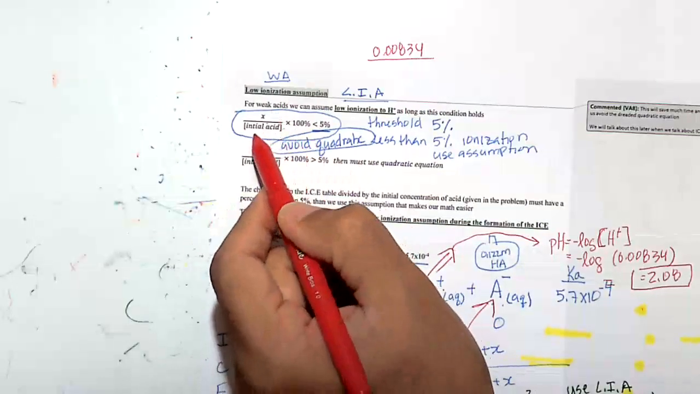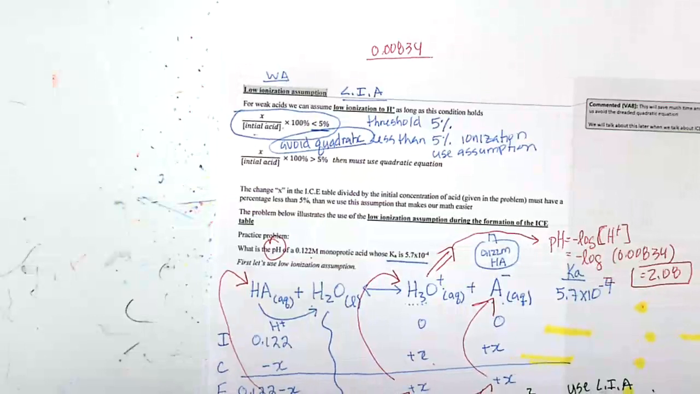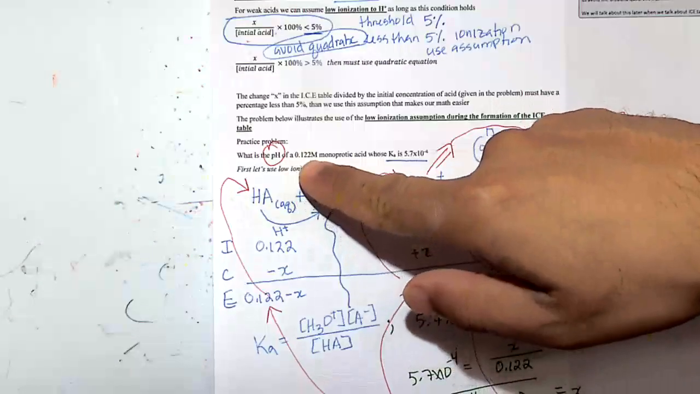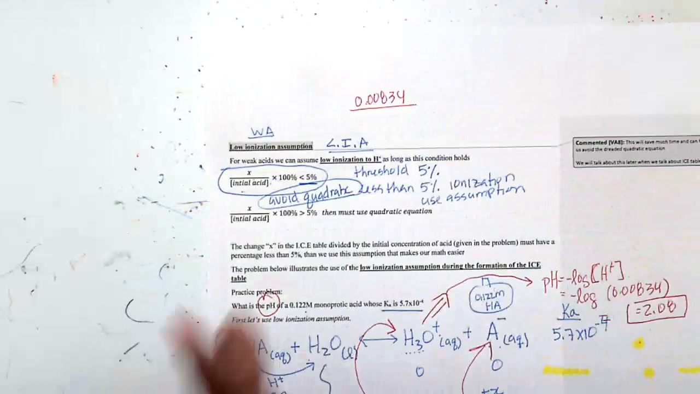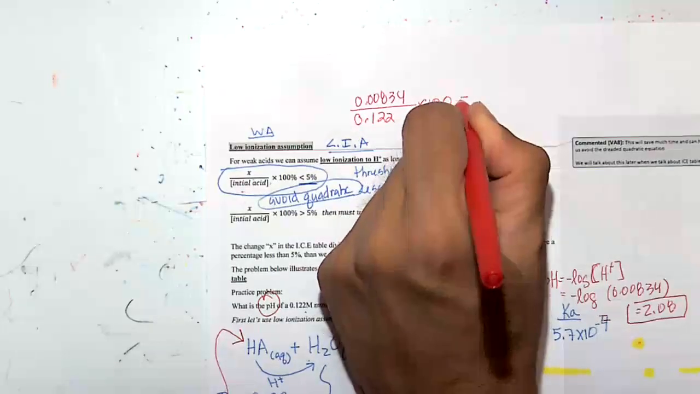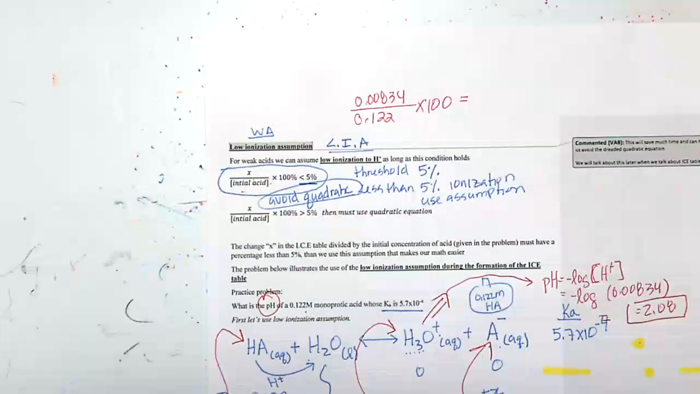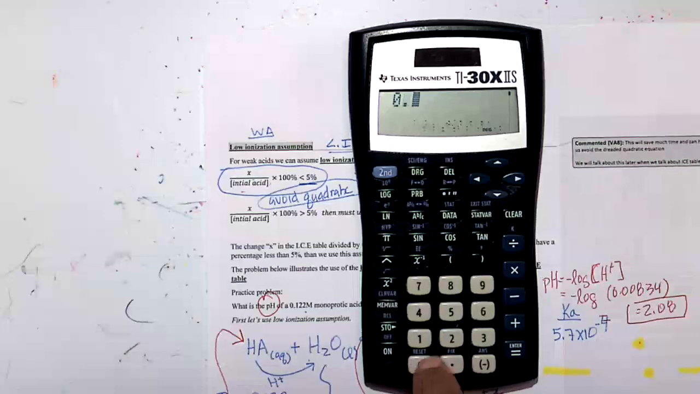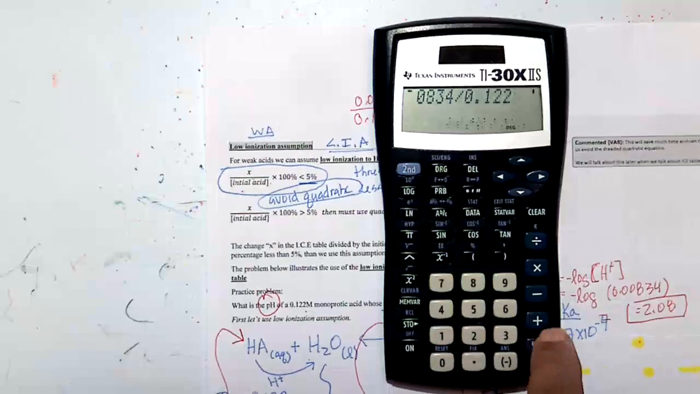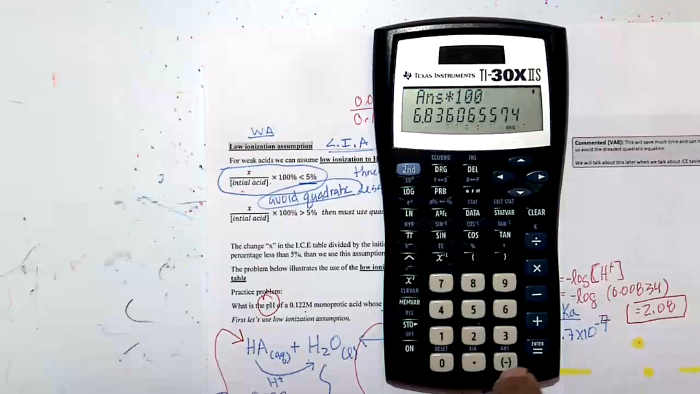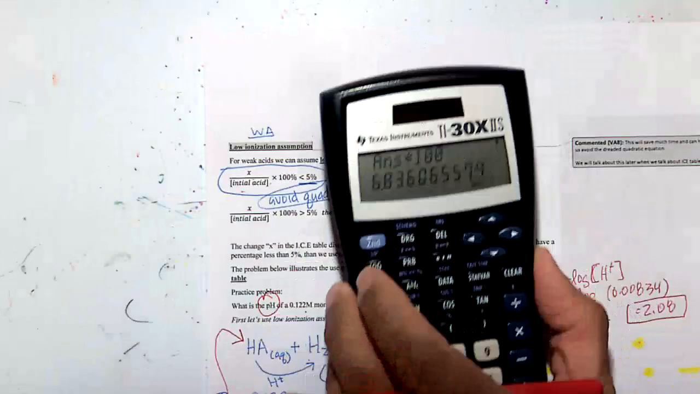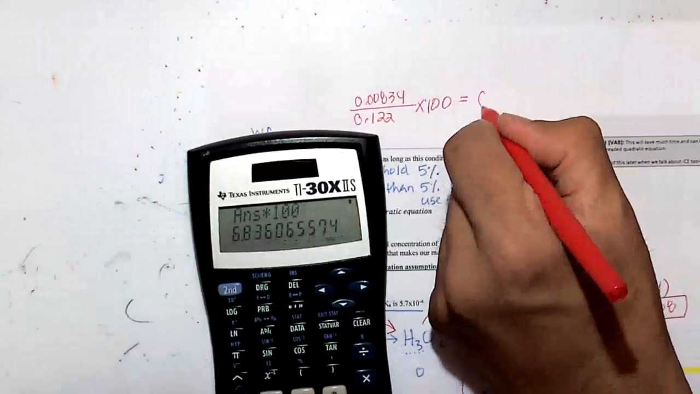Okay, what's the initial concentration of the acid? What's the concentration of the acid in the bottle, or given to us in the problem? 0.122. Okay, multiply this by 100, and let's see what we get. 6.8% ionization. Does our assumption work?